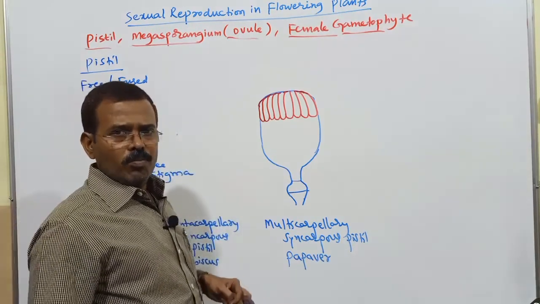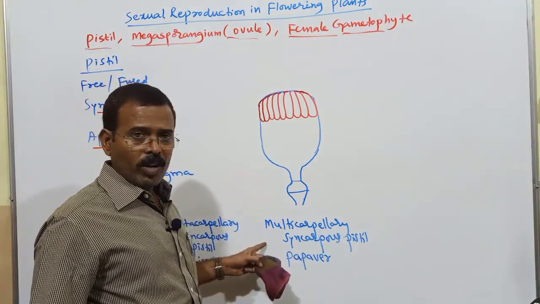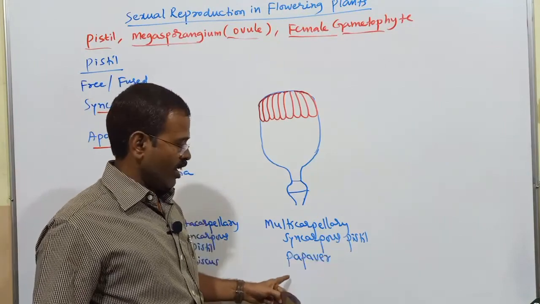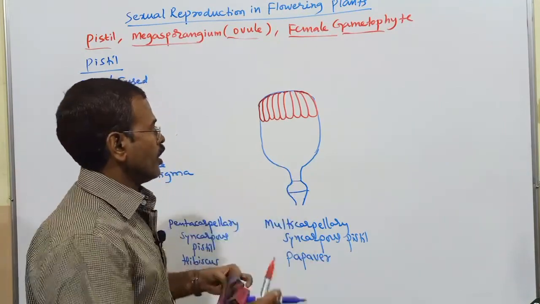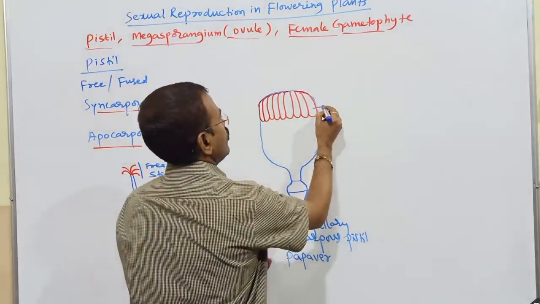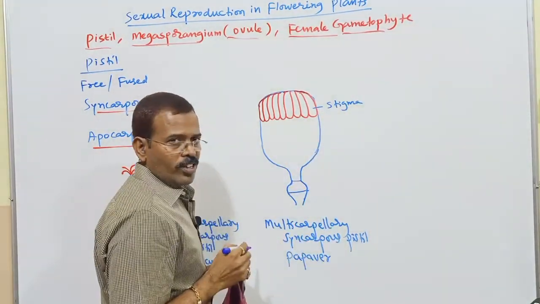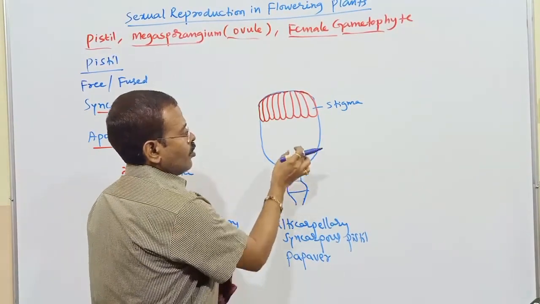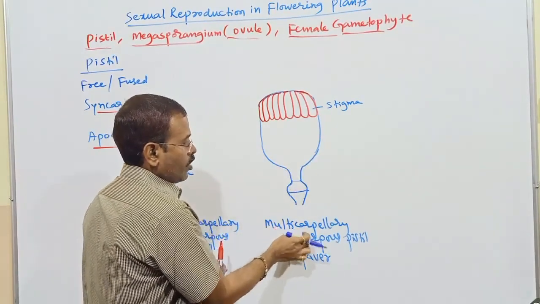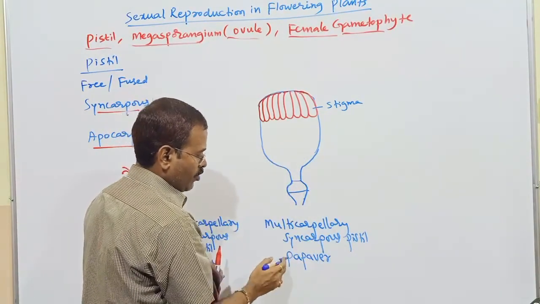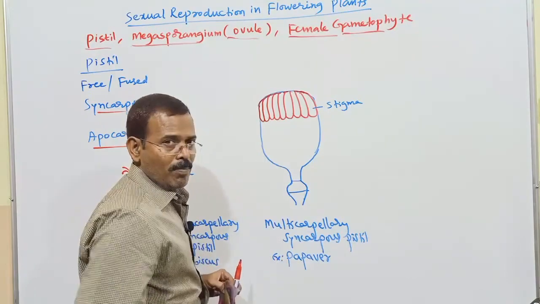This is another example where we are saying multicarpellary syncarpous pistil, in papaver. So here, this is the stigma, fused stigma. So this is a multicarpellary syncarpous pistil, for example papaver.